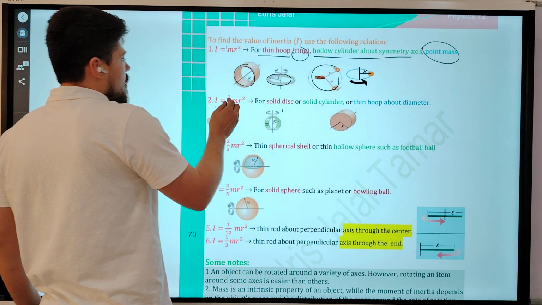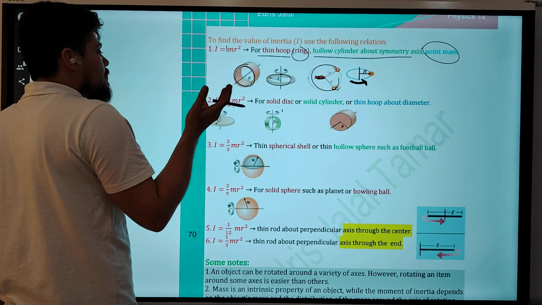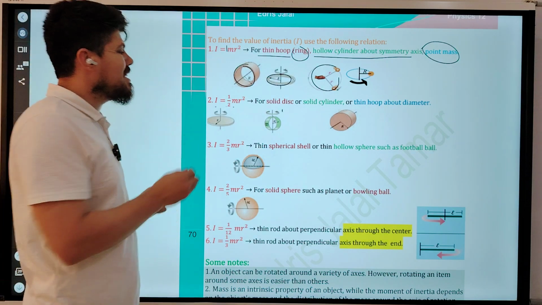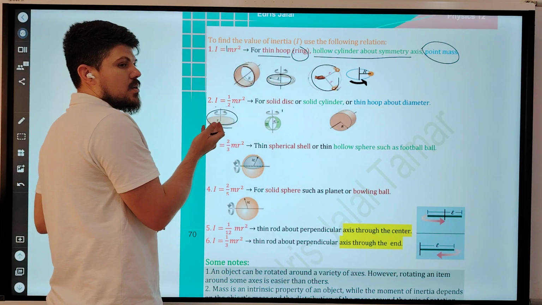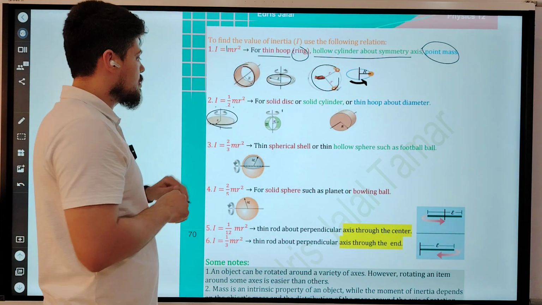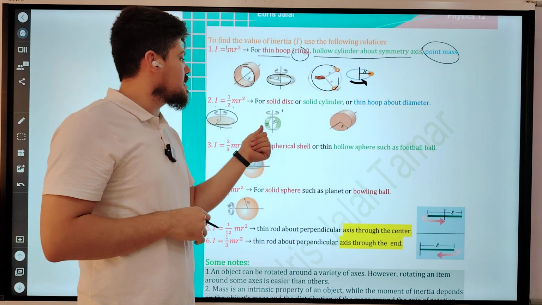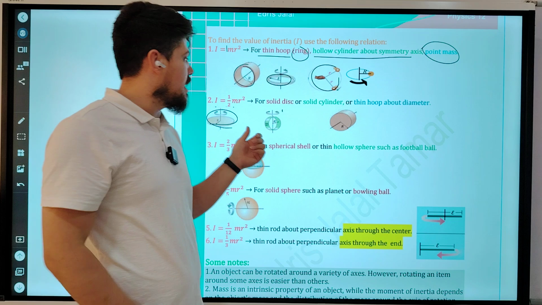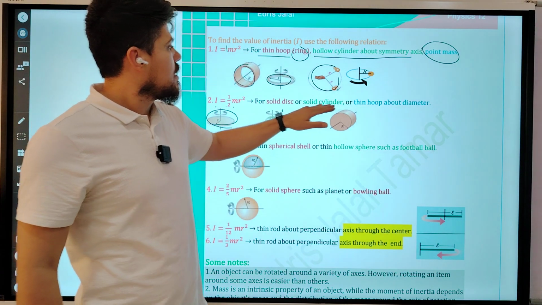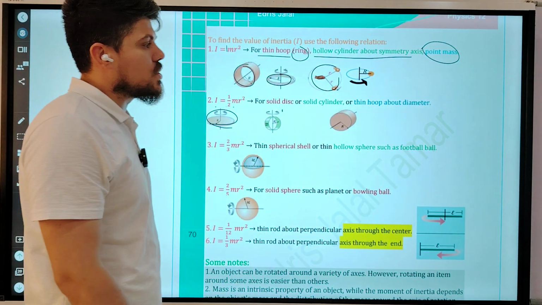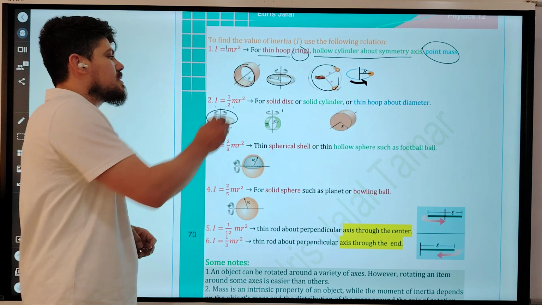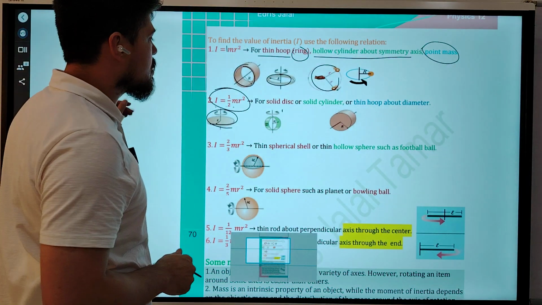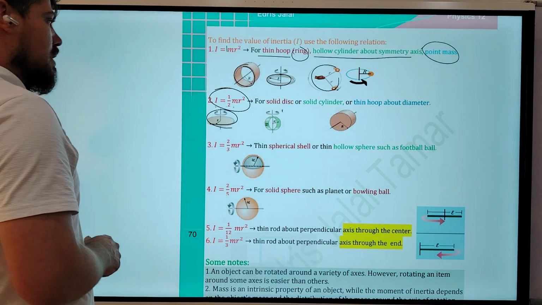The second one: for each of the following shapes, the moment of inertia is equal to 1 over 2 mr squared. For the solid disc, such as the compact disc, okay, and you have seen it absolutely. And for the solid cylinder, this is a solid cylinder, such as the empty can, okay, or the thin hoop about a diameter. Thin hoop about a diameter has a value of what? 1 over 2 mr squared, as I mentioned in a previous slide.